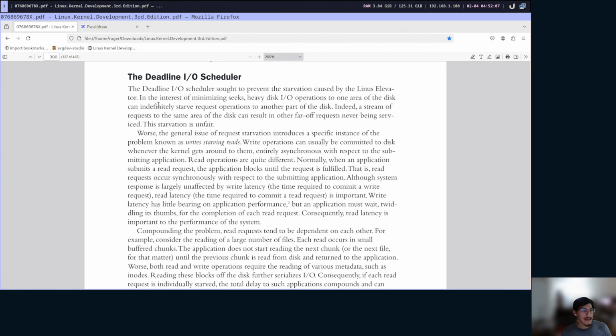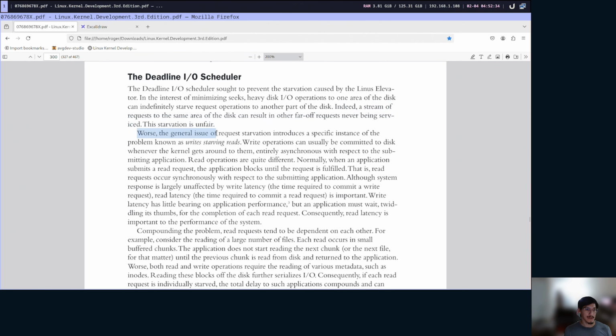So, the deadline I/O scheduler. The deadline I/O scheduler sought to prevent the starvation caused by the Linus elevator. In the interest of minimizing seeks, heavy disk I/O operations to one area of the disk can indefinitely starve request operations to another part of the disk. Indeed, a stream of requests to the same area of the disk can result in other far-off requests never being serviced. This starvation is unfair.